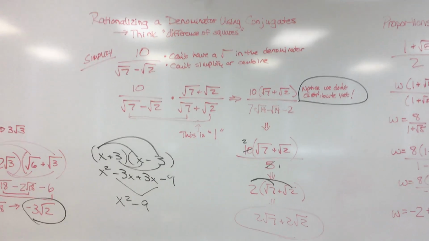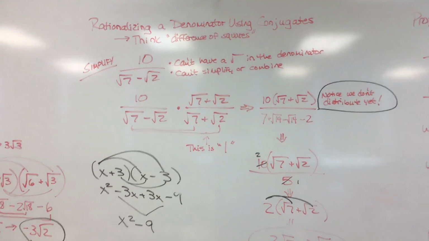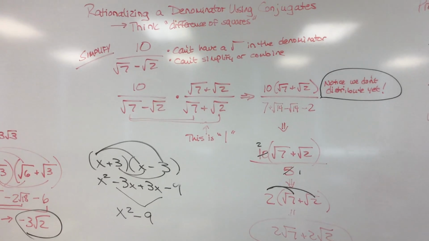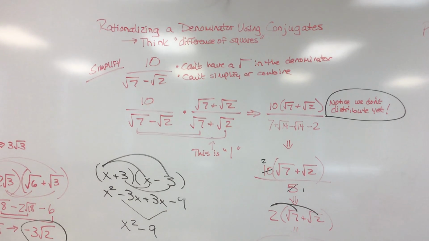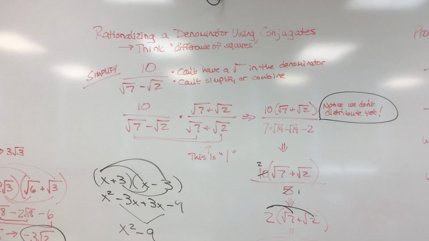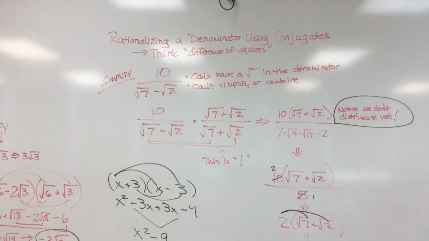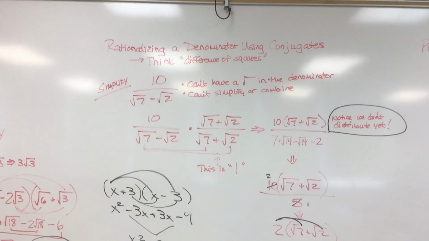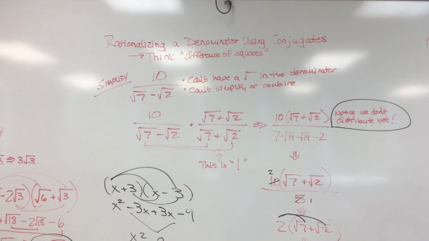However, this is what we do if the denominator is not a monomial, but a binomial. So if you see here in our example, we have 10 over radical 7 minus radical 2. Now, I can't have a radical in the denominator, and I can't simplify it or combine it, so I'm going to have to fix it somehow. And what I want you to do is think difference of squares.